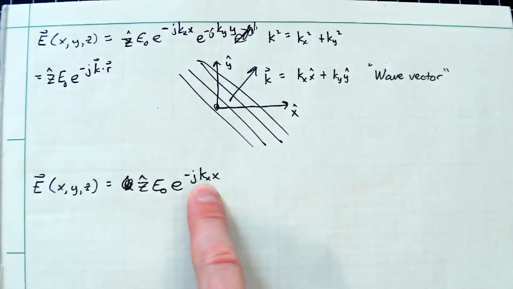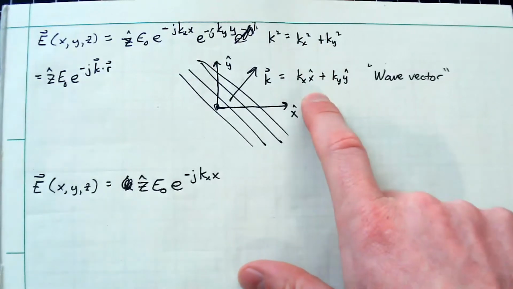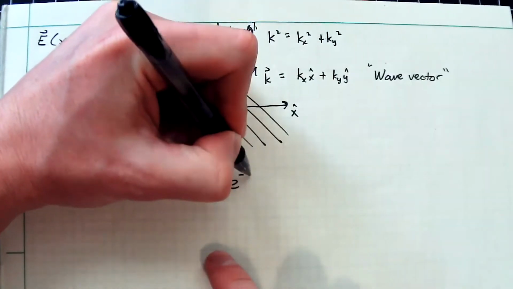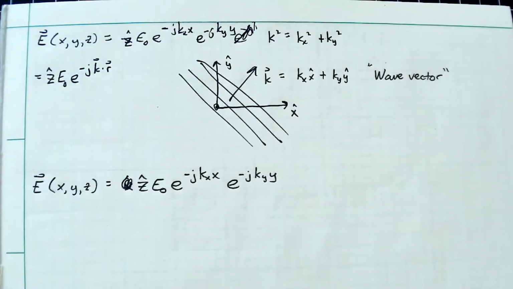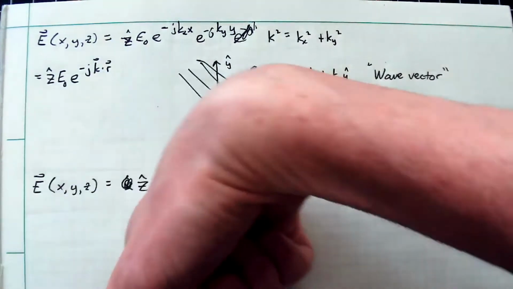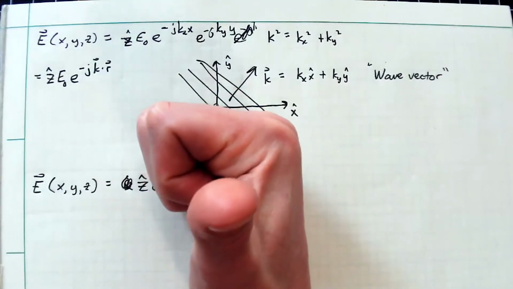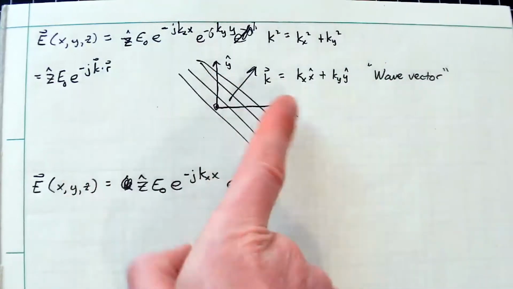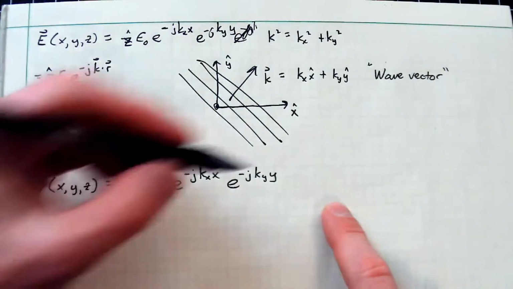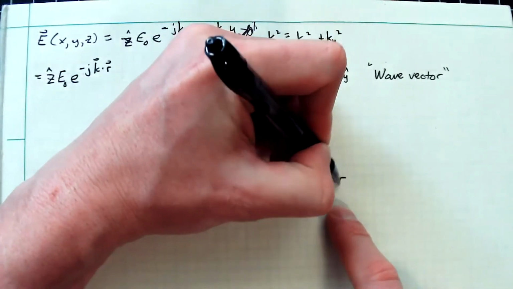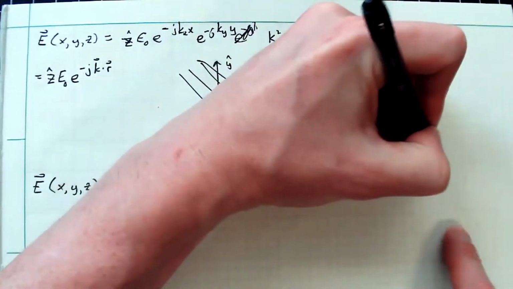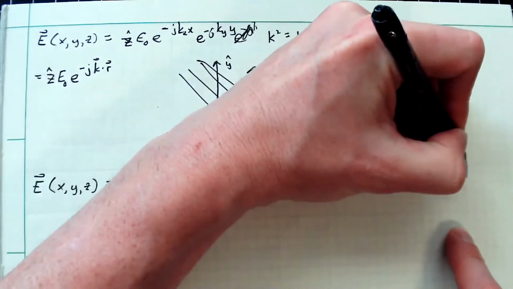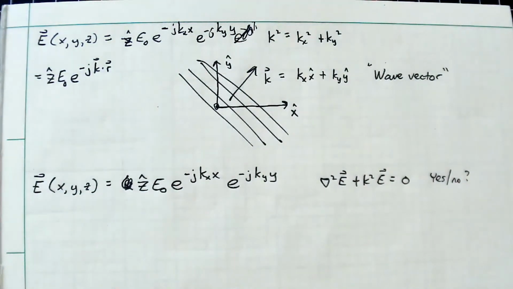So the k sub x means it's the little x component of this wave vector. Then e to the minus j k sub y times y. So these are the coordinate vectors here. That represents some plane wave where the electric field is polarized in this direction with my thumb, but it could be propagating along in some arbitrary direction, moving along at the speed of light. So all we're going to ask is, does this satisfy the vector Helmholtz equation? I'm just going to say yes or no, question mark.